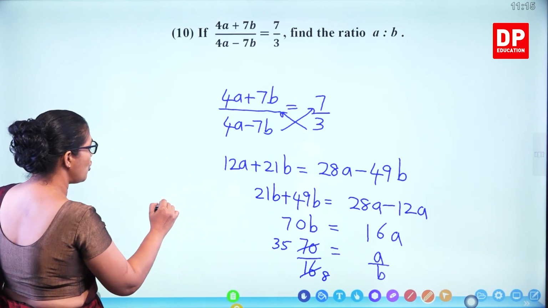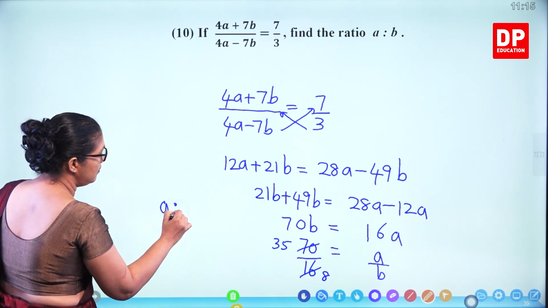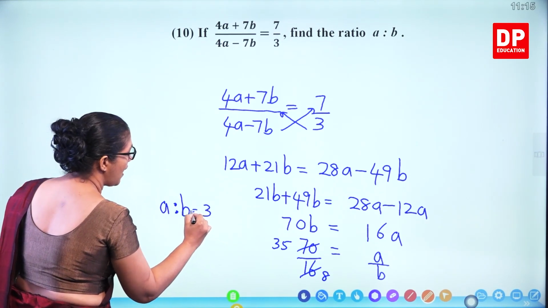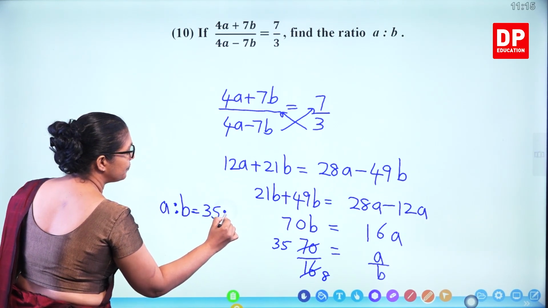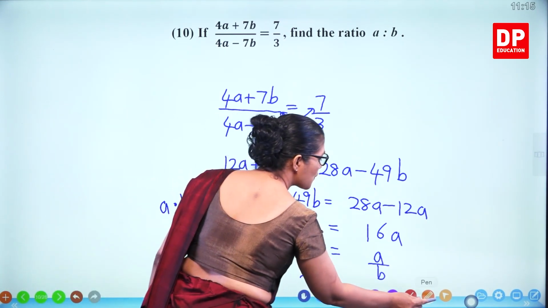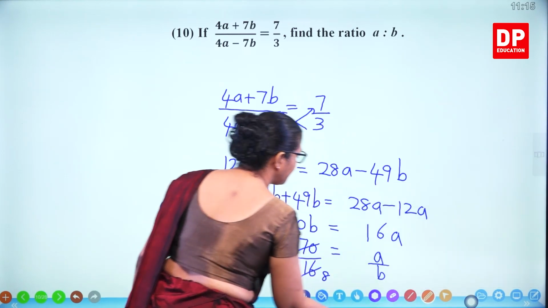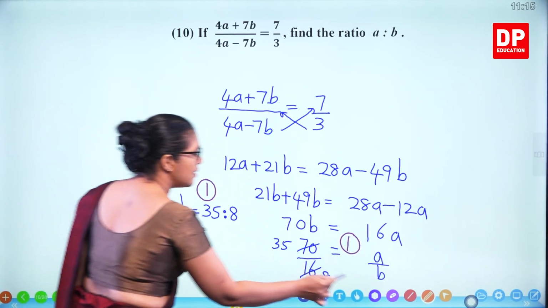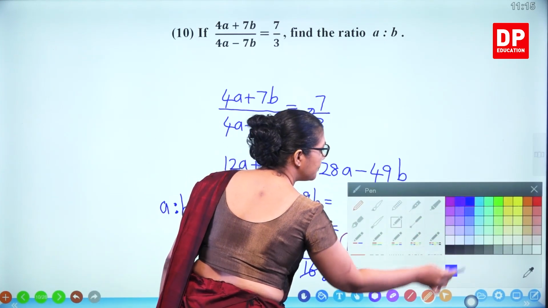So what is the ratio? A to B is A over B. 35 to 8. So you get 2 marks for that. 1 mark for the method and 1 mark for the final correct answer.